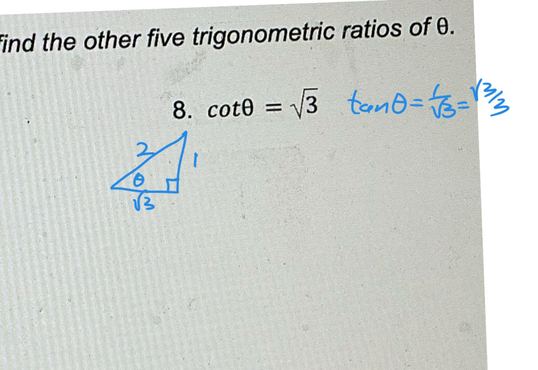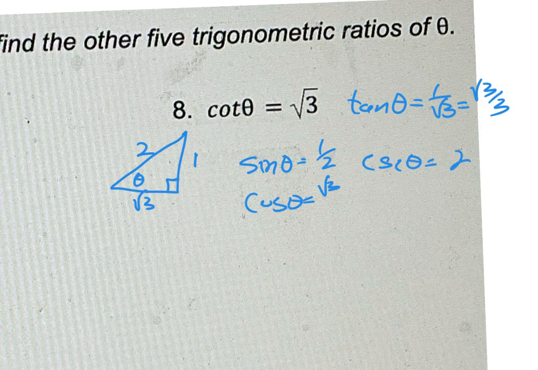All right, so let's see here. Sine theta, sine is opposite over hypotenuse. Cosecant is the reciprocal of that. Cosine is adjacent over hypotenuse, which is that. And then secant is the reciprocal of the cosine, which is 2 over square root of 3, so you get 2 square root of 3 over 3.